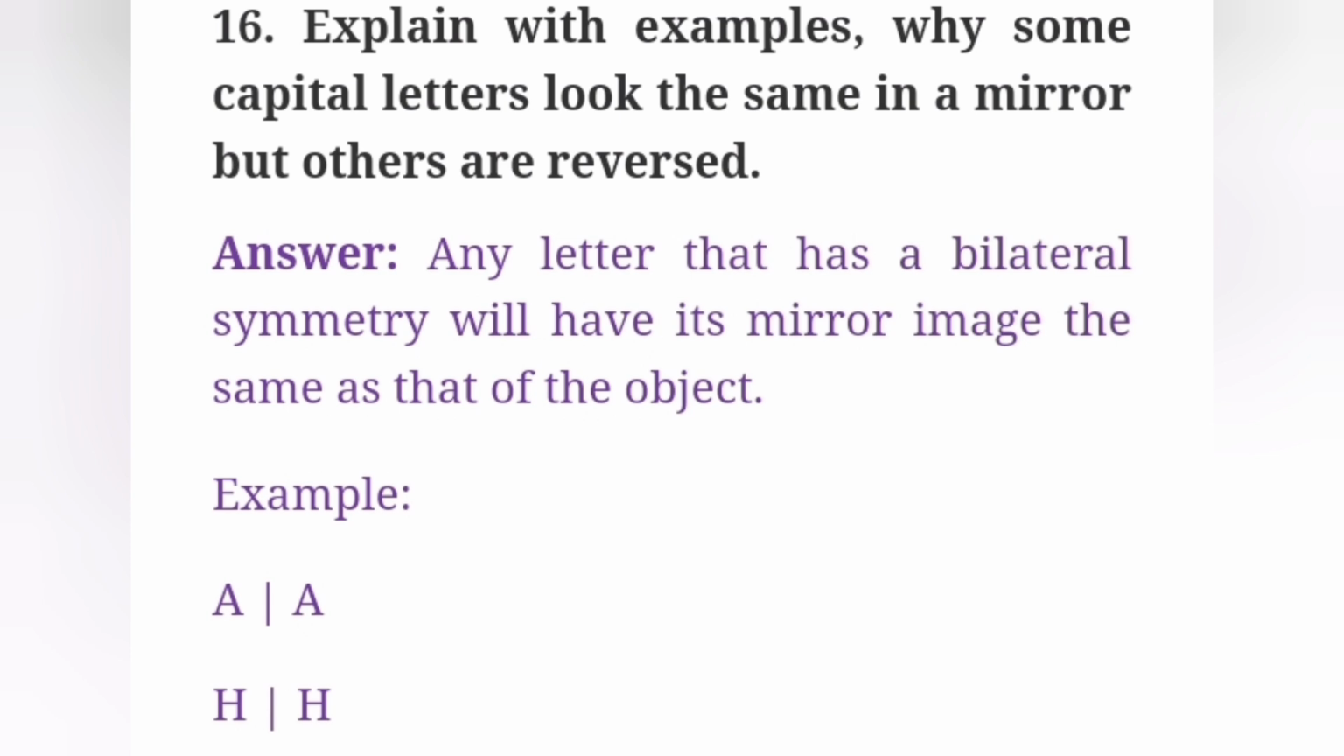16th question, explain with an example why some capital letters look the same in a mirror but others are reversed. Answer: any letter that has bilateral symmetry will have its mirror image the same as the object. Example: A, H, H.